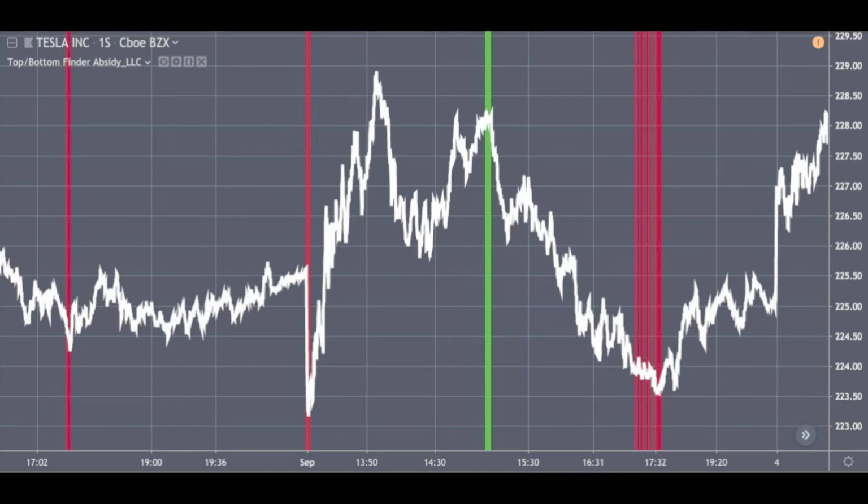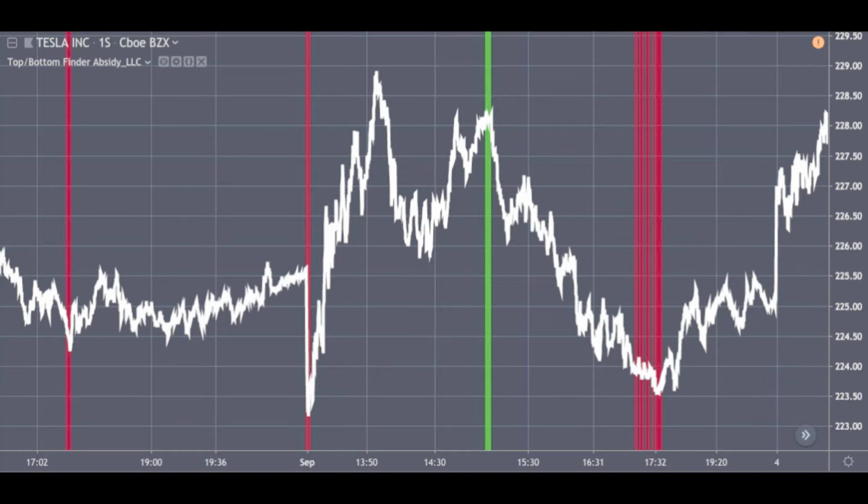You can see several areas that are highlighted in red. These are where the market top and bottom finder is anticipating a market bottom to be forming. And you can see this area in green. This is where the Absidy LLC's market top and bottom finder is anticipating a market top to be forming. All of these lines form in real time, so what we're looking at on the screen was actually what we were going to get during a real day of trading.